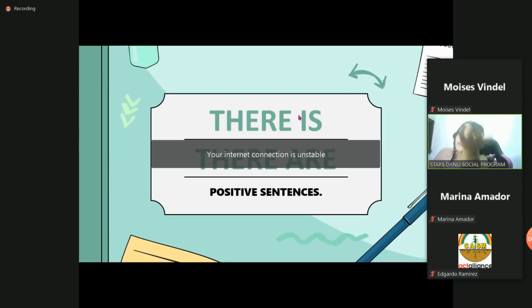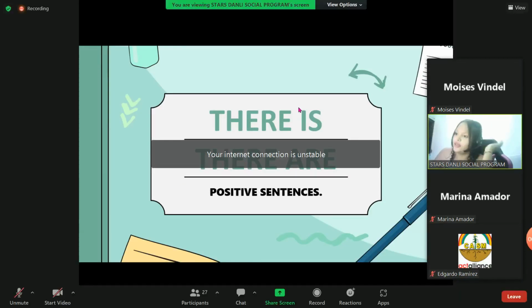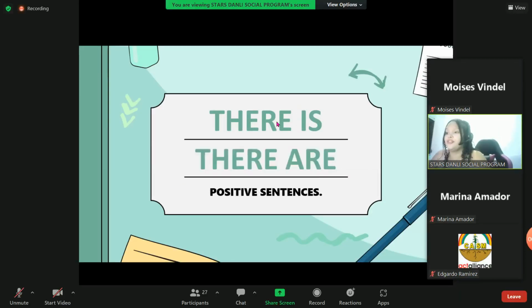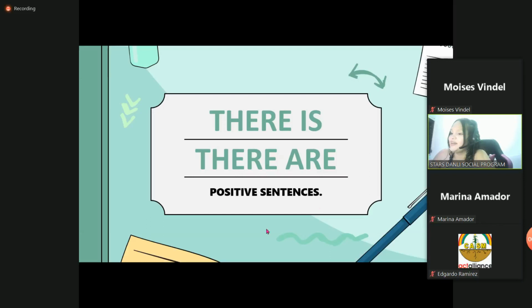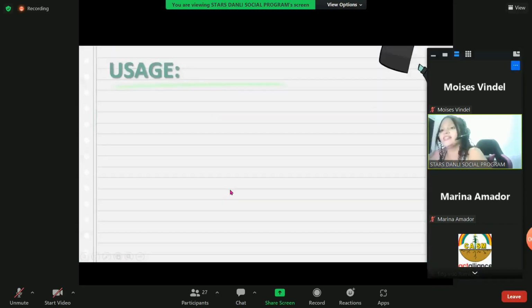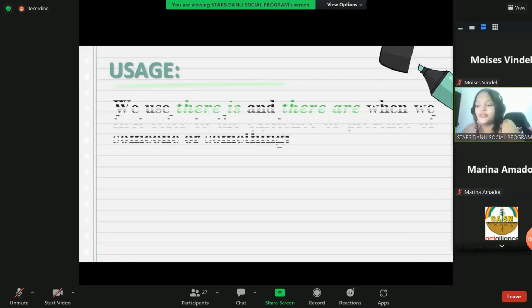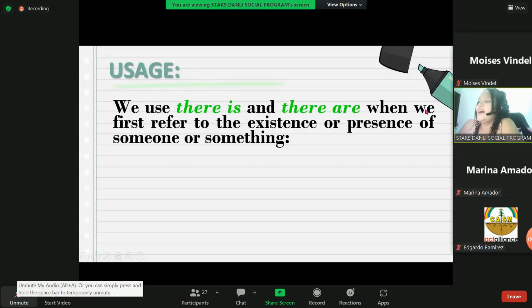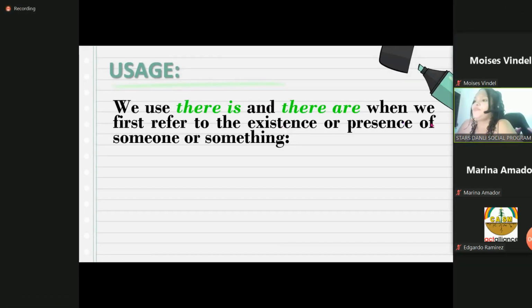Lo primero no es they is o they are, no. Es there is, and there are. Así que vamos a iniciar con positive sentences. So first we have the usage. There is and there are first refer to the existence or presence of someone or something.